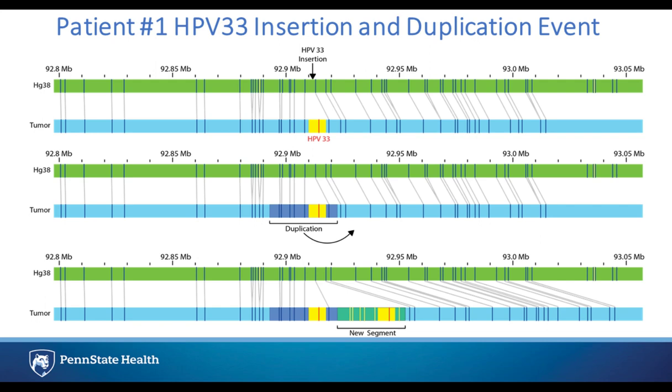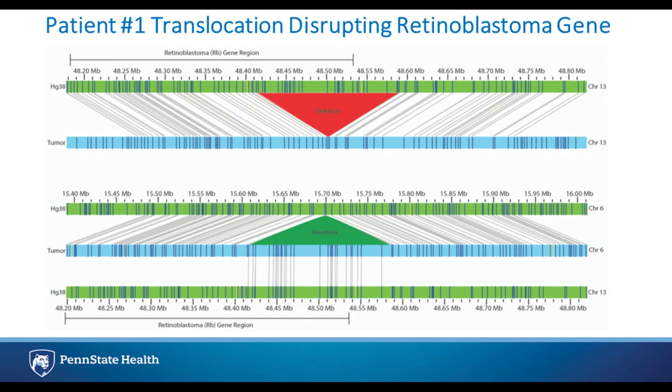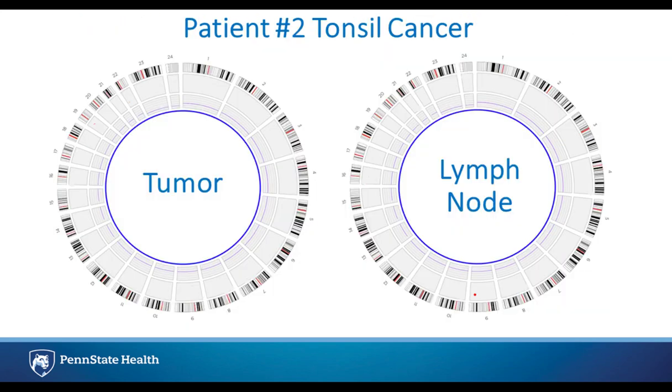So by combining the sequencing platform along with Bionano, we can come up with data like this, which is quite interesting to see. The same patient had a translocation disrupting the retinoblastoma gene that we can see here, a large region here that gets deleted from the reference and then inserted in a different region.